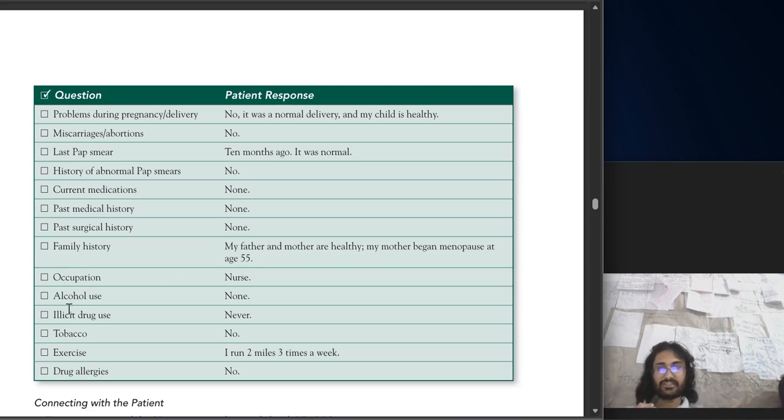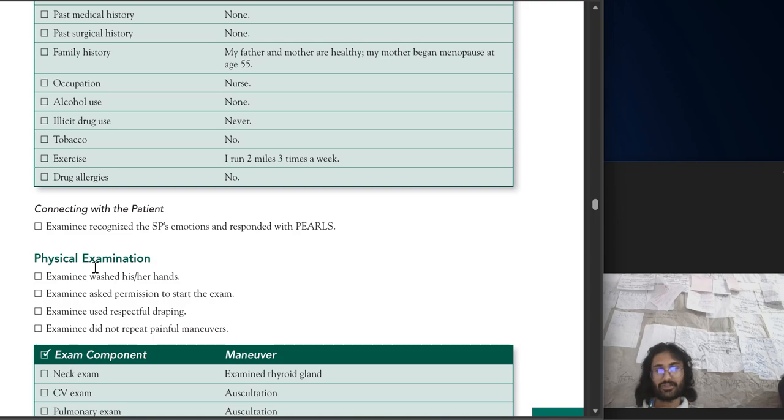Occupation, she's a nurse. Alcohol use, none. Illicit drug use, never. Tobacco, no. Exercise, running 2 miles 3 times a week. Drug allergies, no. So these are many questions you should ask your patient, especially female patients. Okay, now physical examination we are doing. Those were just verbal questions.